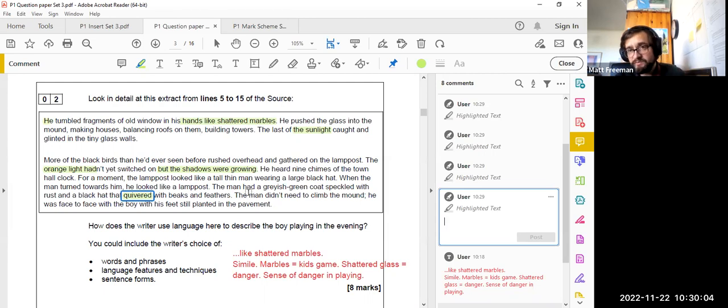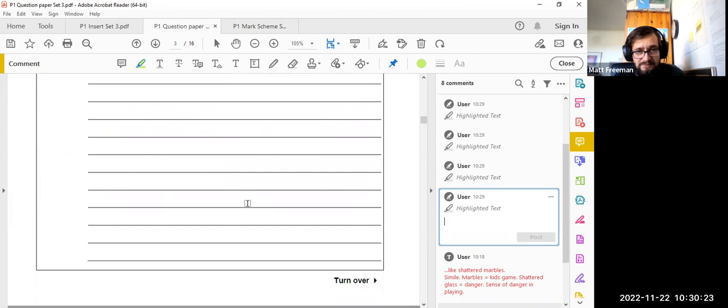Paragraph 1, the best one I've got, and that is the shattered marbles one. Paragraph 2, juxtaposition between light and dark. And paragraph 3, the one I'm a bit unsure on, probably the verb quivered there. I'm not 100% sure what I can do with it. But if I run out of time, I've already answered and I've already given two good ones. So it doesn't matter so much.